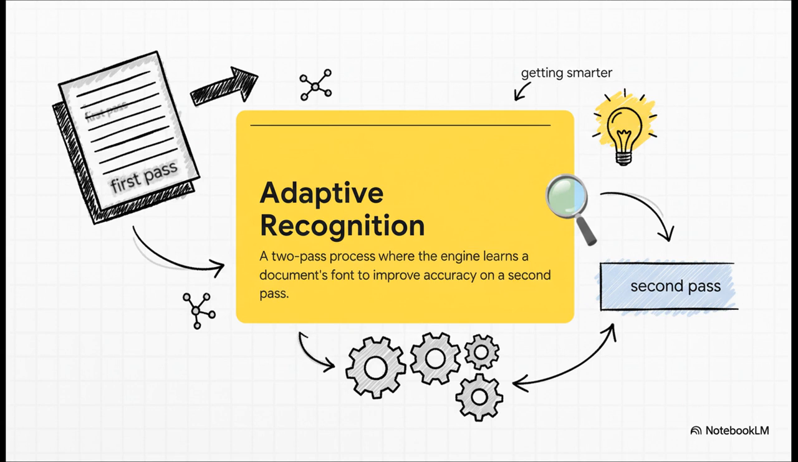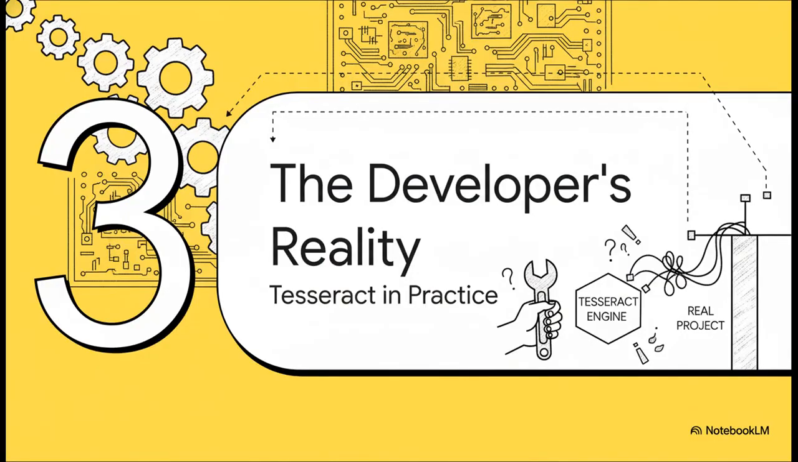Then it does a second pass, and with what it just learned, it goes back and tackles the words it struggled with before. It's literally learning on the job. Okay, so that's the clever engine. But what's it actually like to use it out in the wild? Let's get into the developer's reality, because using Tesseract isn't quite as simple as just flipping a switch.